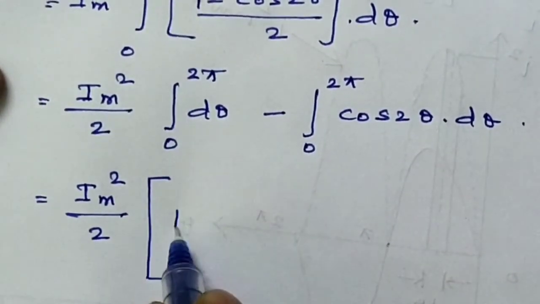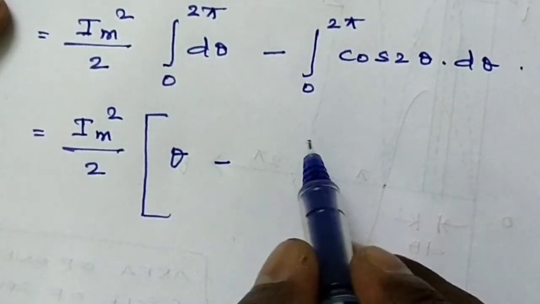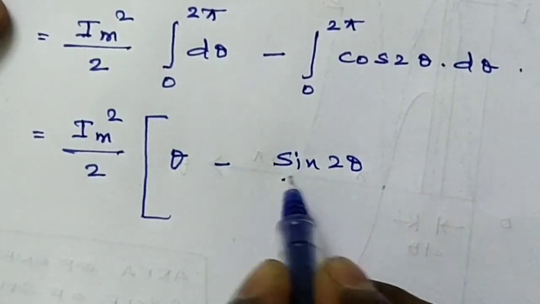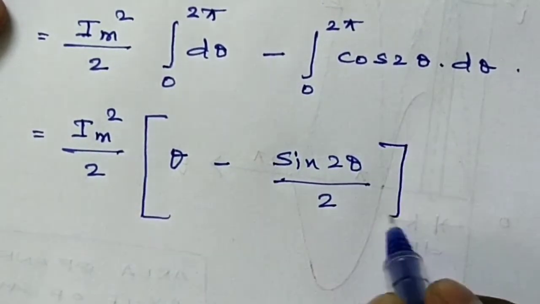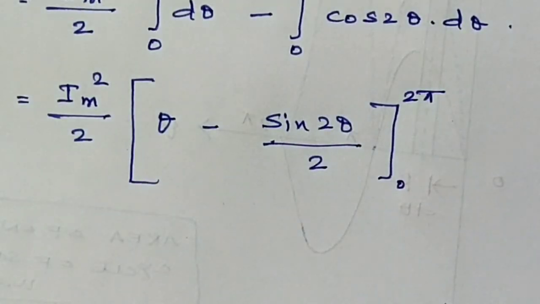It is the theta. Now here the cos 2 theta means that is the integral form. We are using the sin 2 theta. Again 2 theta means divided by 2. So that is the limit 0 to 2 pi.